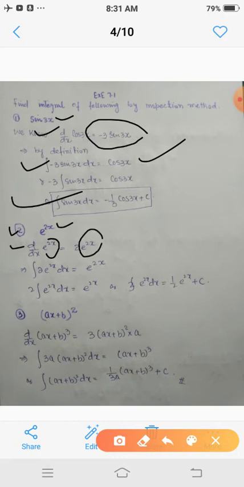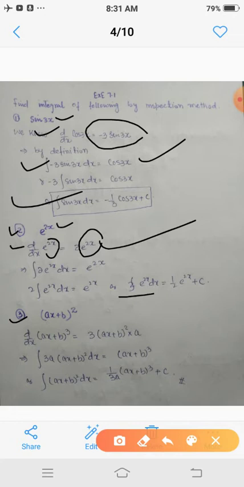So by definition, the integral of this function, that is 2e^(2x), equals e raised to power 2x. Taking 2 out, we simply get the integral of e raised to power 2x is 1 upon 2 e raised to power 2x plus c. The third problem is (ax plus b) whole square.